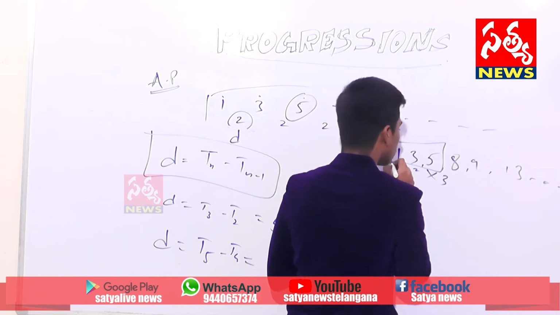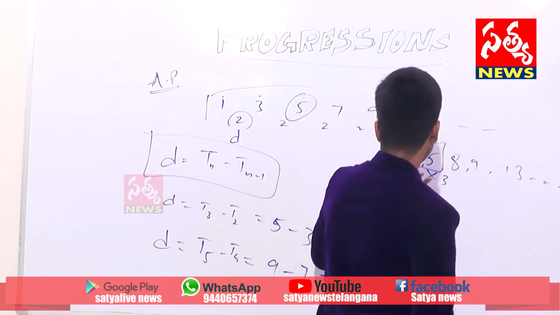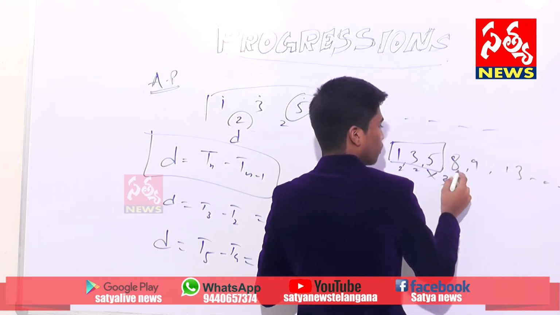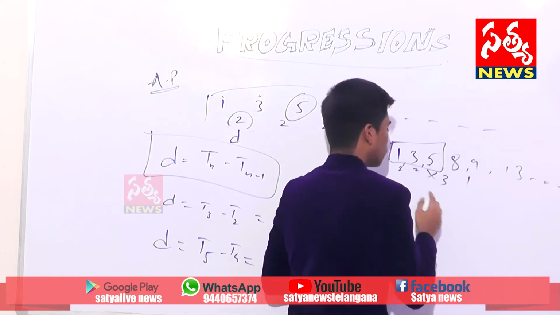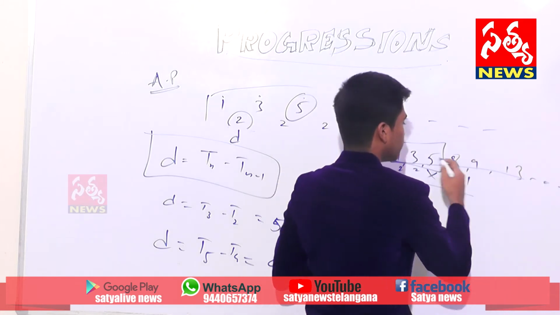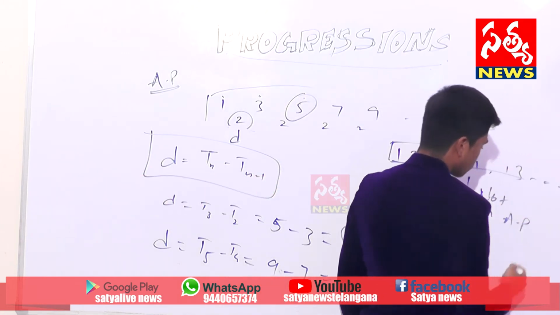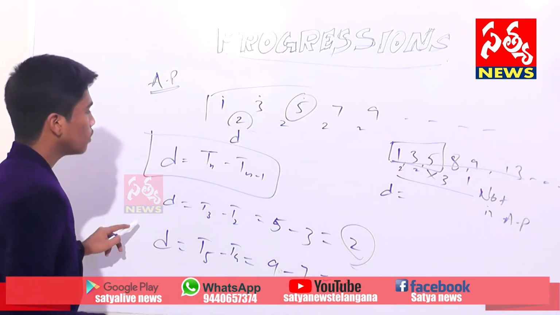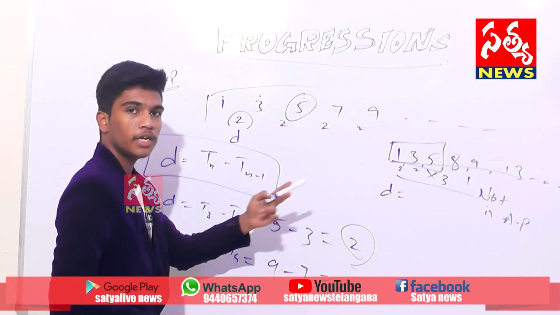Up till the first three terms, the series is in AP, but we require the whole series: 1, 3, 5, 8, 9, 13. 8 minus 5 is 3 and 9 minus 8 is 1. So the D value is not constant, so this series is not in AP. Got it? You only have to check the value of D. If it is constant, then it is AP. If it is not, then it is not in AP.